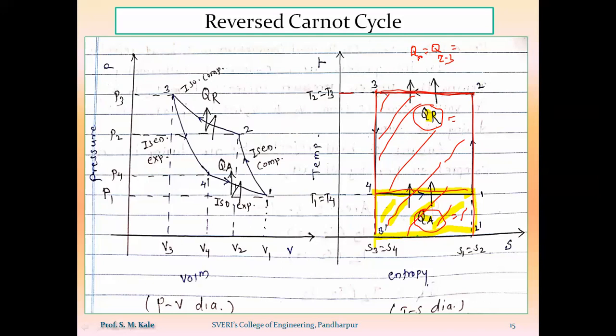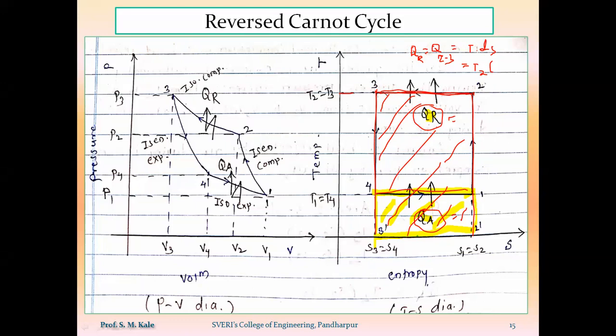The amount of heat rejected, Q2 to 3, is nothing but T into ds. Which T do I need to consider? That will be either T2 or T3, because both have the same value. T2 is equal to T3. So T2 into ds, where ds is the change in entropy. Which entropy change am I going to consider? Higher entropy minus lower entropy. Otherwise, you can consider the final entropy minus the initial entropy.